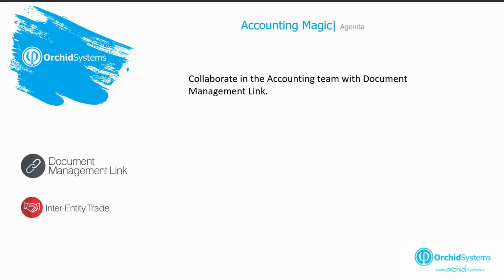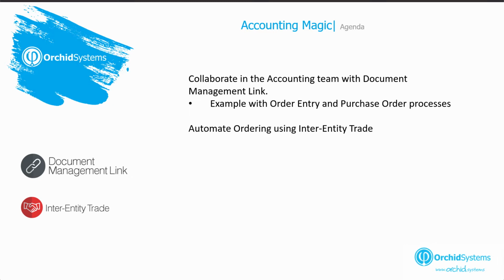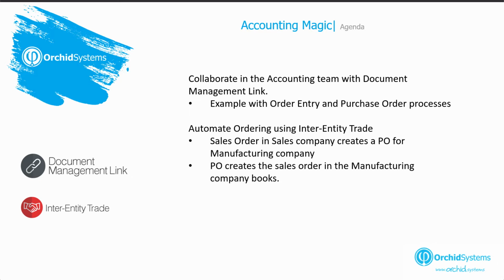In today's presentation, Nancy looks at how document management link supports better collaboration in a company with multiple entities with an easy setup, and how we can attach documents in order entry and view them in related purchase order transactions and in order entry across multiple companies. Rob will then give us a detailed presentation on how to create PO and order entry transactions automatically across multiple entities between a distribution company and a manufacturing company using inter-entity trade, and how this is supported by document management link.